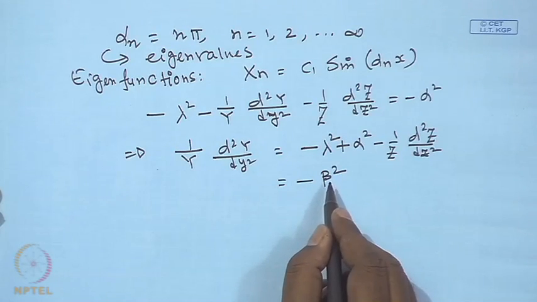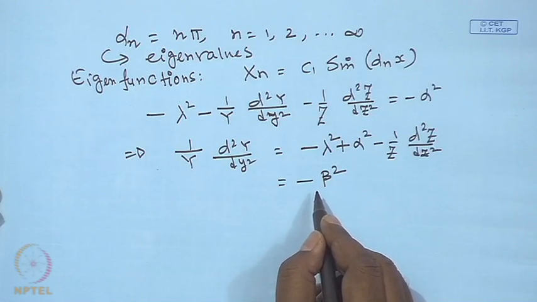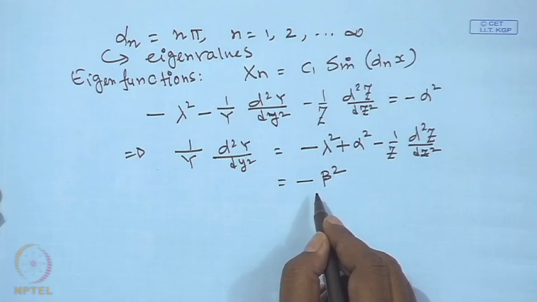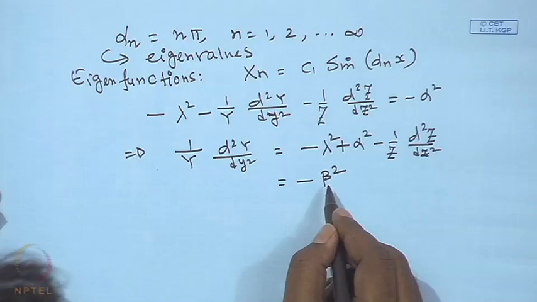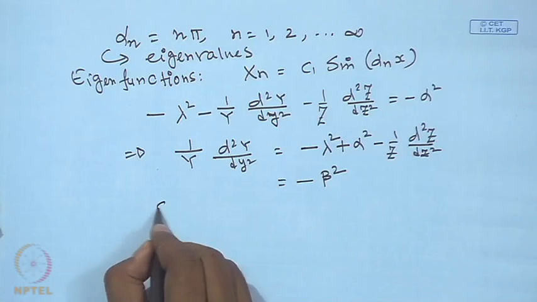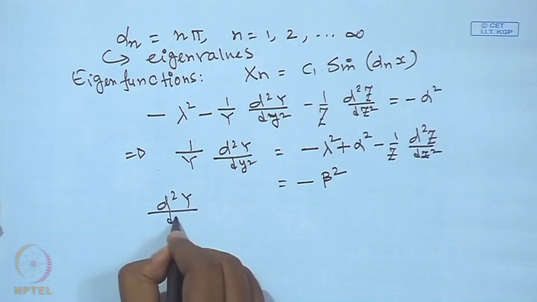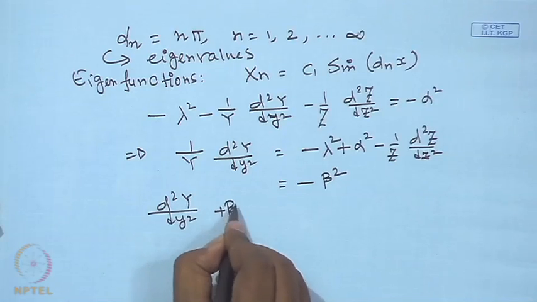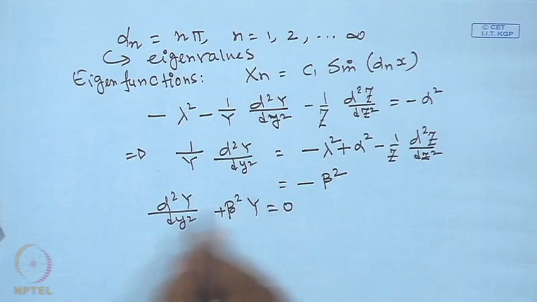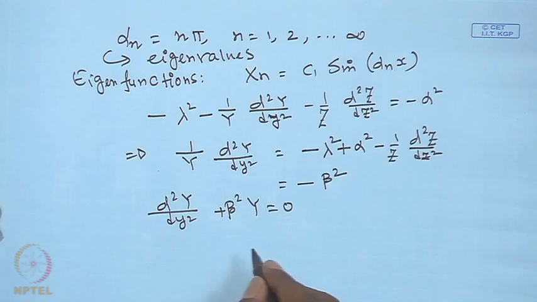This constant can be positive, negative, or 0. If it is 0 or positive, then we will be getting a trivial solution. So, this constant has to be a negative constant. So, we will be getting d square y dy square plus beta square y is equal to 0, subject to the boundary conditions.